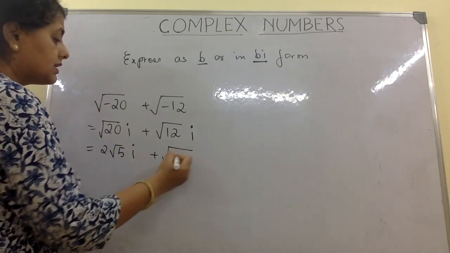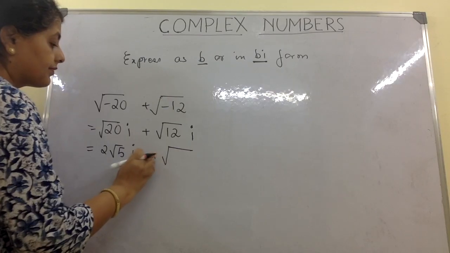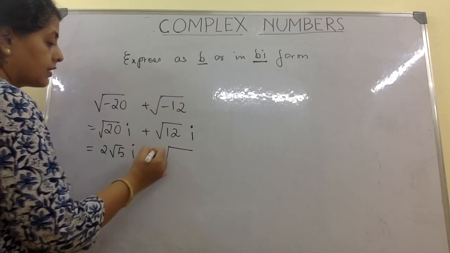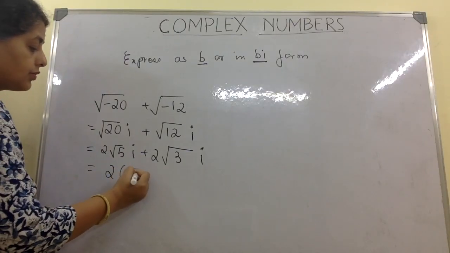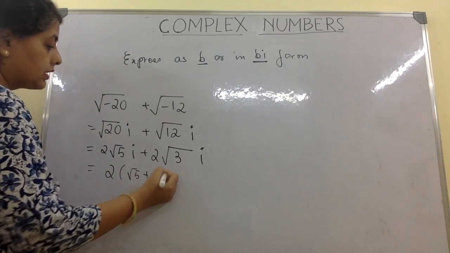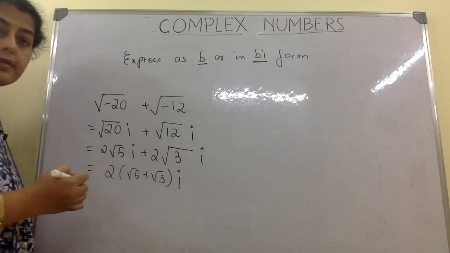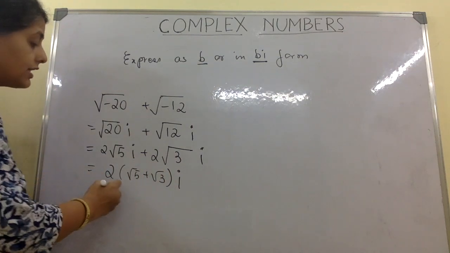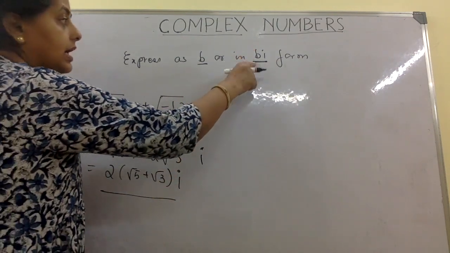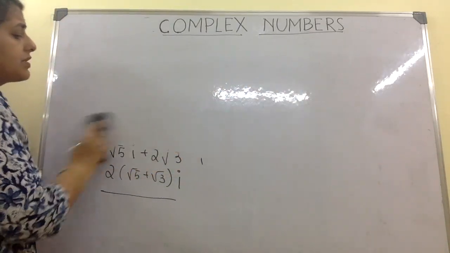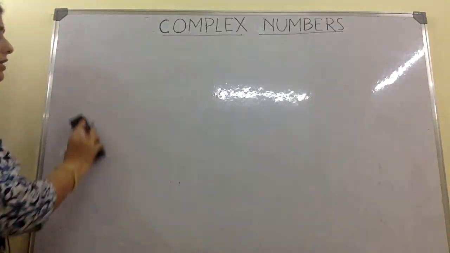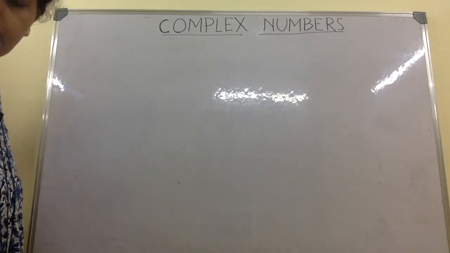plus this is 2 root 3 i. I can write it like this, root 5 plus root 3 i. Okay, I can write it like this. So I have got it in the BI form. Now there can be many types of sums, simplify and get the B or BI form.